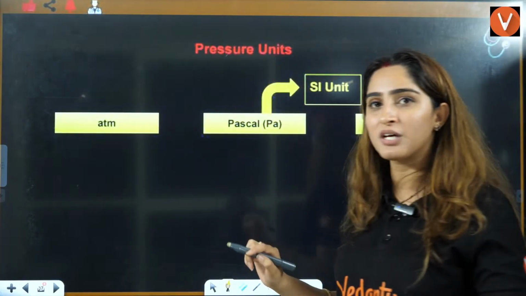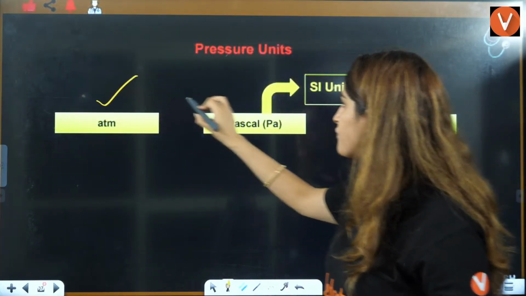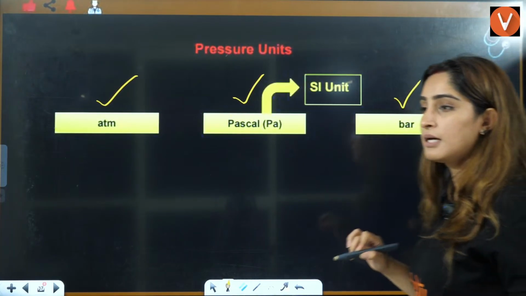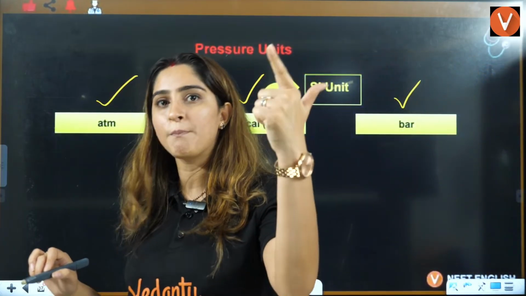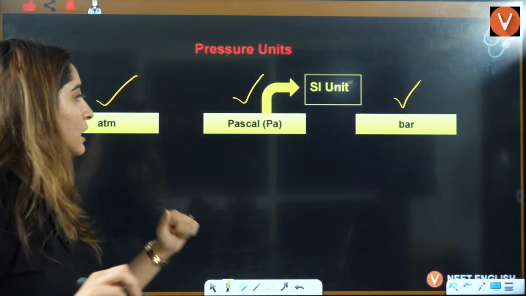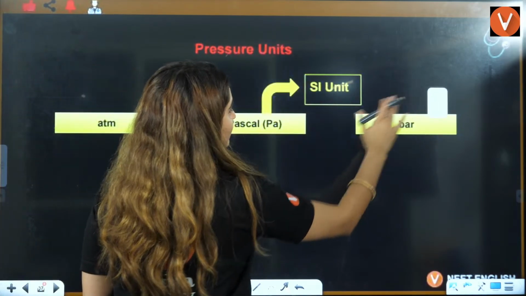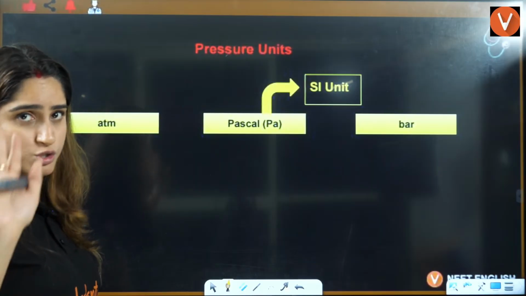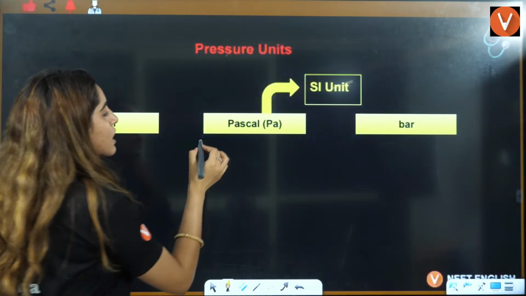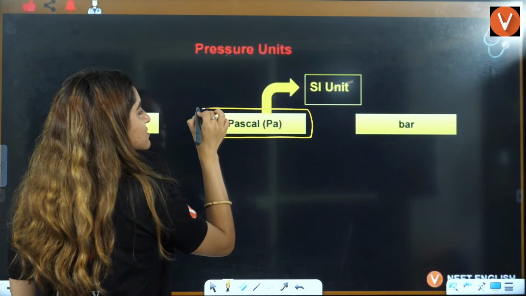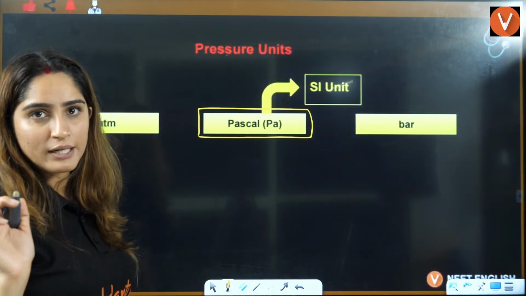Now these pressure have 3 units: atmospheric, Pascal and bar. So atmospheric pressure, then Pascal, and then bar, and you have mm of Hg also. Don't worry, we are going to talk about that also. The SI unit is the Pascal.